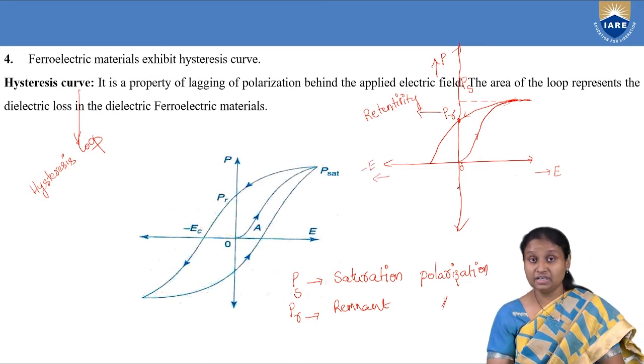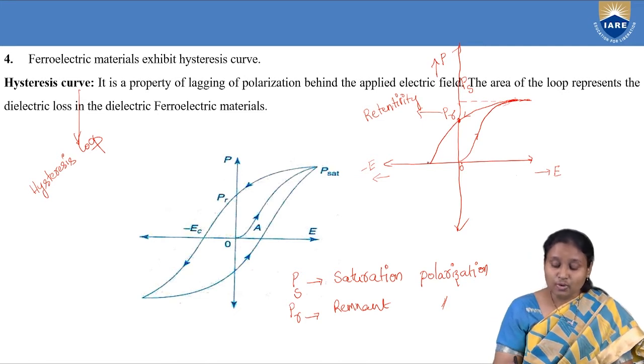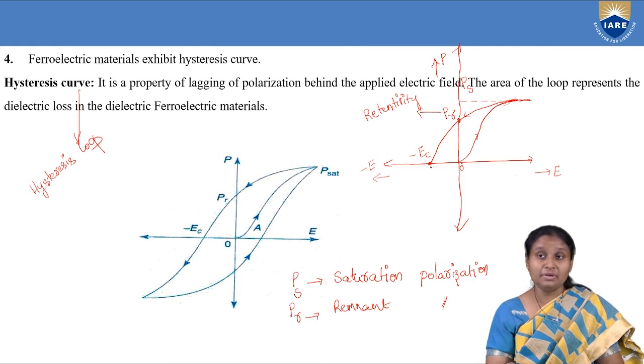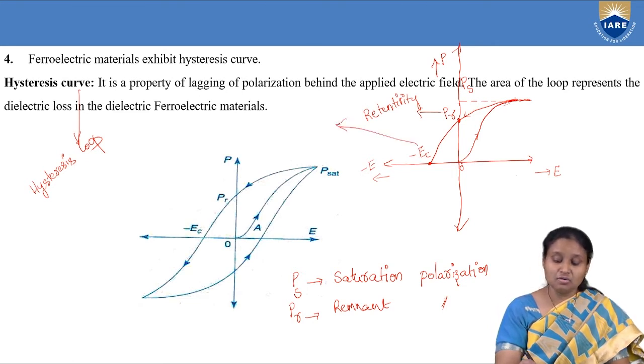So here you are applying a negative electric field. Then what happened to polarization? Polarization started decreasing. And then at one particular electric field, which I am calling minus EC, because we are applying the electric field in the opposite direction, so this is a negative electric field. At that negative electric field, what happened here? Your polarization has become zero, but the electric field is not zero. And this minus EC is called the negative coercive field.